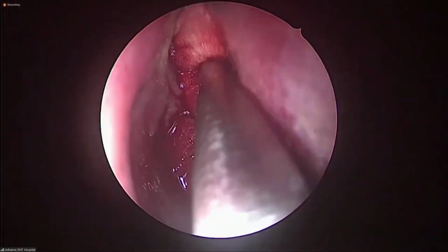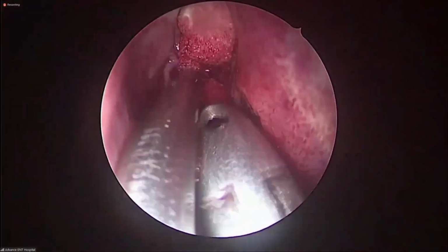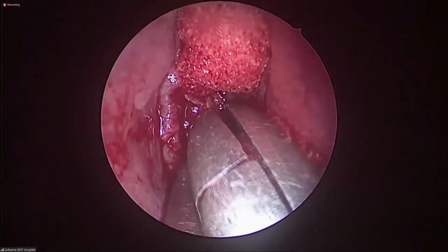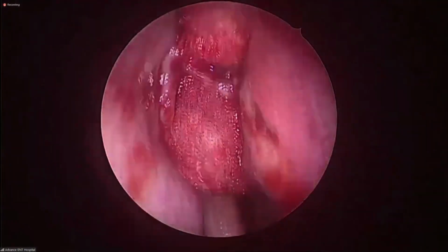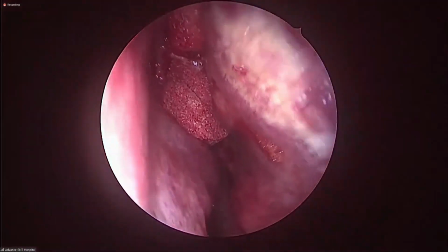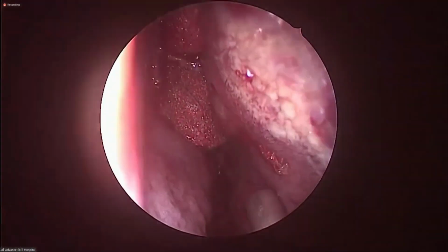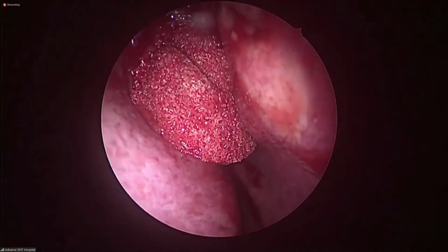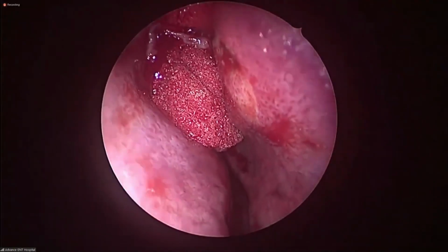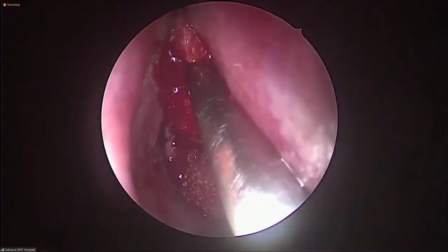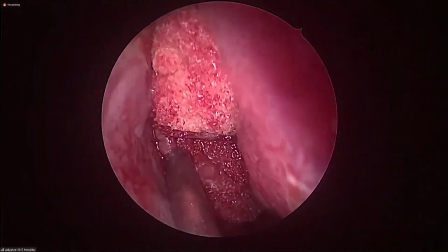So, sir, what is the dilution of adrenaline in this case for packing? Yeah, the same, because the patient is hypertensive. We cannot give. Okay, sir. Yesterday also we had a hypertensive patient. Yes, sir.